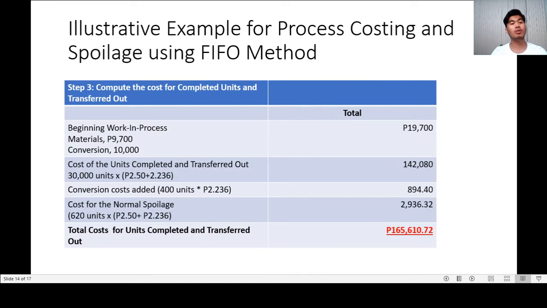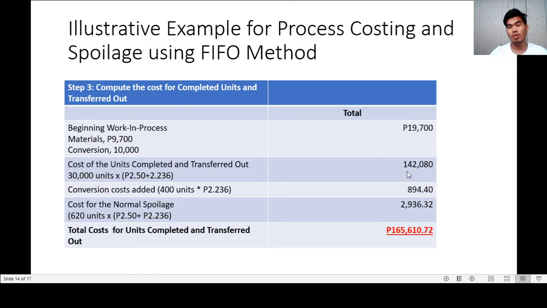So compute naman natin yung total cost of completed units and transferred out. Napansin nyo kanina, yung beginning work in process natin, total niya is 19,797 plus 10,000. Yung cost of units completed and transferred out is only 30,000 units. I-times mo dun sa equivalent unit cost ng materials at saka nung conversion, 2.5 plus 2.236, i-times mo by the 30,000. So that is 142,080.